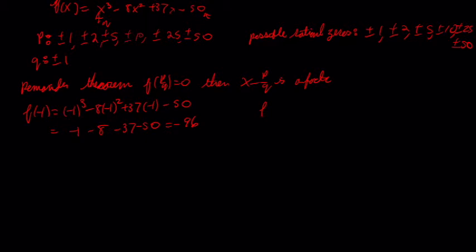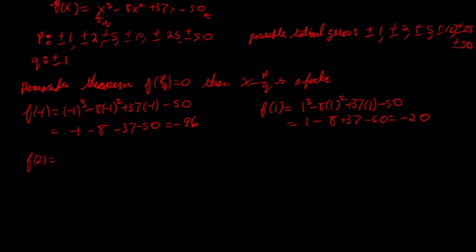I'm going to take f of positive 1. That gives me 1 cubed minus 8 times 1 squared plus 37 times 1 minus 50. That gives me 1 minus 8 plus 37 minus 50, which is indeed a negative 20, and so 1 is also not a rational zero. So let's check f of 2.